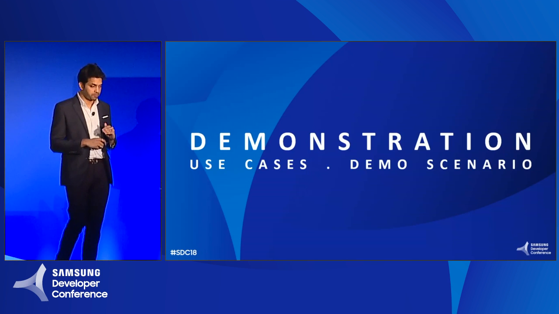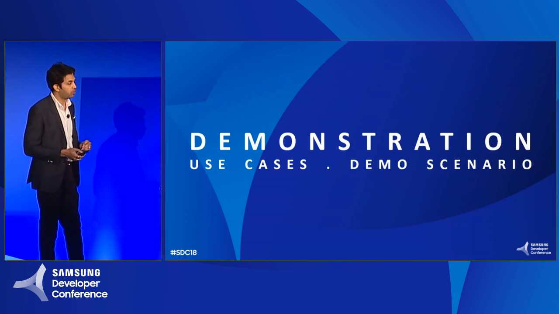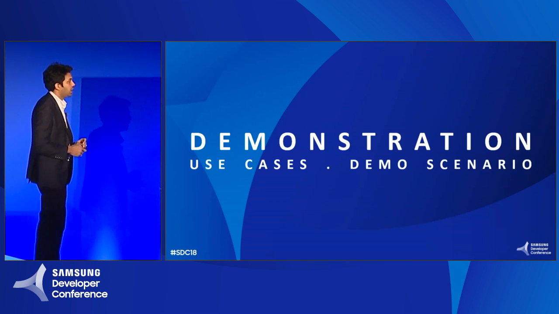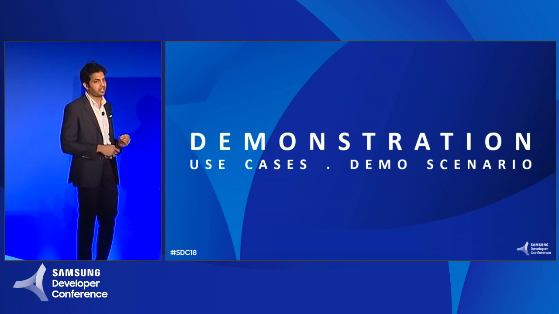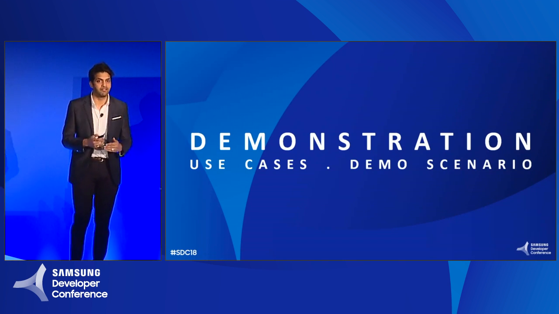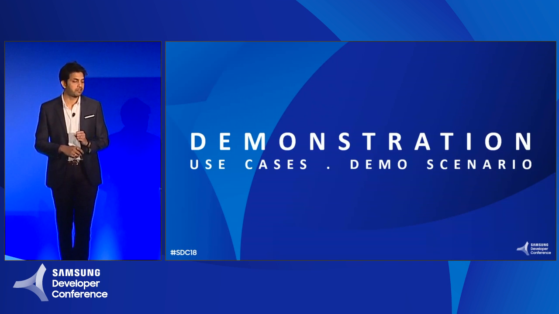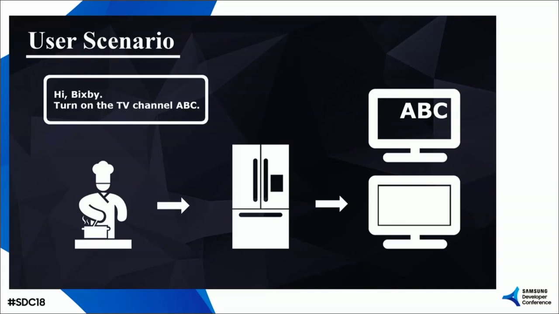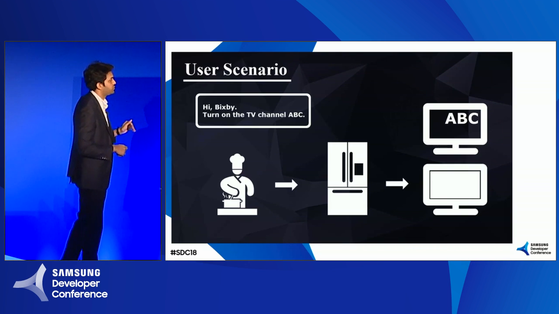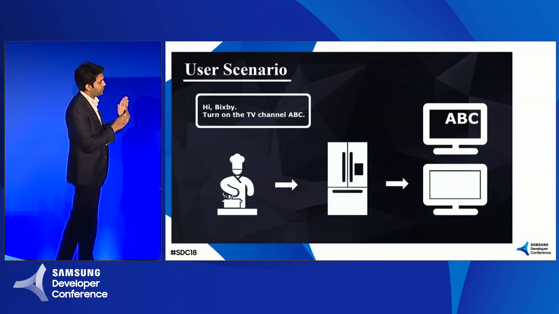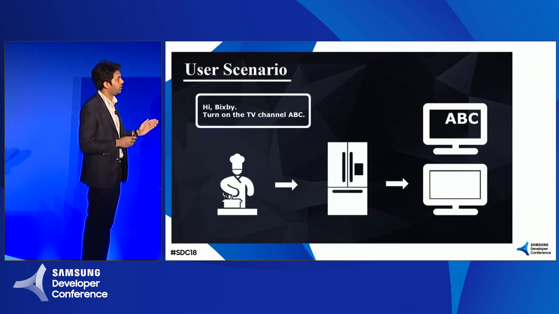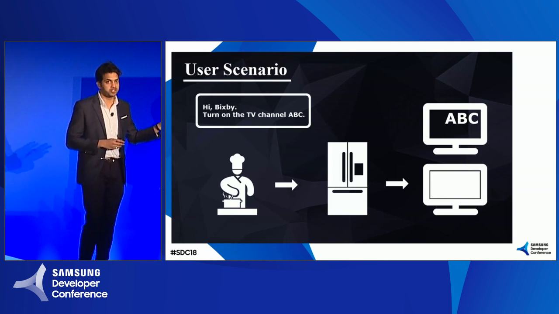Let me quickly go through what we did in the demo at our demo booth and what the significance of this is towards the evolution as an intelligent things platform. This is the basic user scenario that we can enable. This refrigerator is based off TizenRT, which is a Samsung refrigerator, and it is going to act as a controller, and it is Bixby and voice enabled.